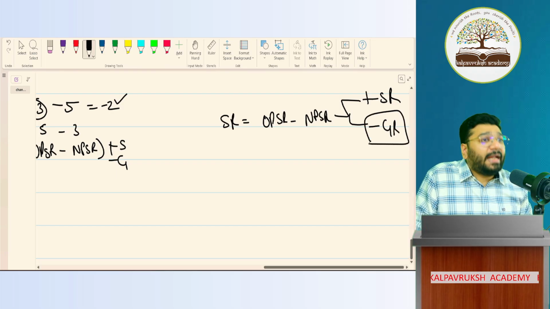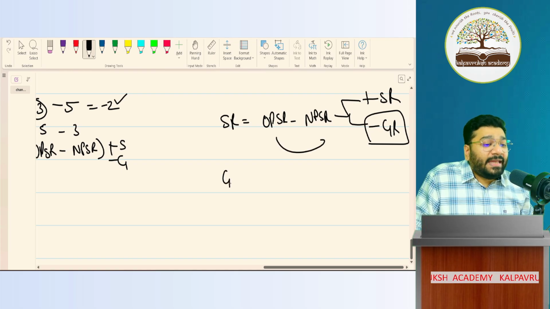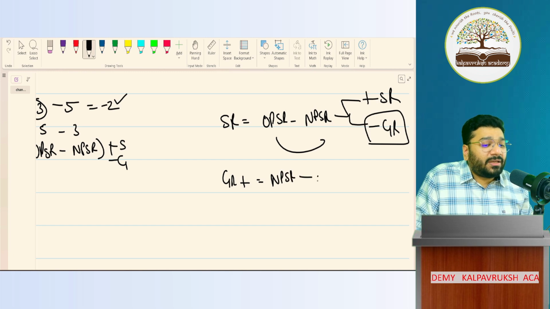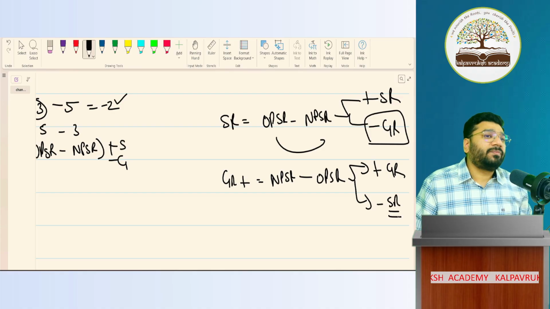If I don't want negative, then what should I do? I have to flip the formula. Then, to get gaining ratio positive, what is the formula? NPSR minus OPSR. Got it? Not got it? Here, if you get the answer positive, it means gaining ratio. If it comes negative here, it means sacrificing ratio.